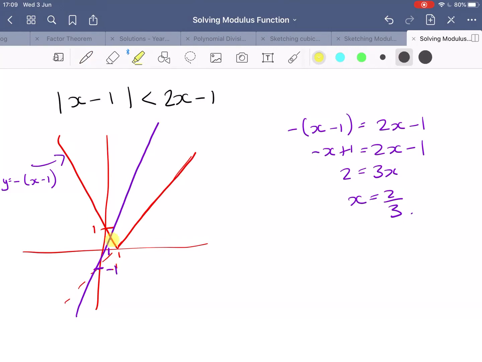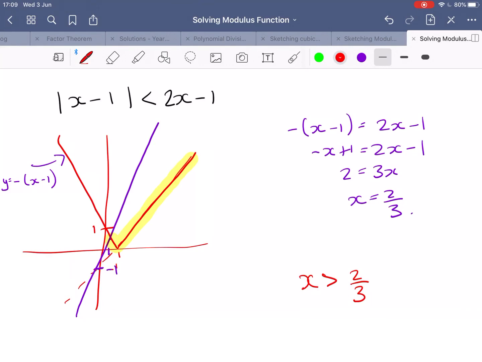And where is that true? That's true here. Okay, if I think about, say, this point, my red line is above my purple line. So that's not right. Whereas I think here, my red line is below my purple line. So this is the region that I want. So to solve the inequality, it's just x is greater than 2/3.